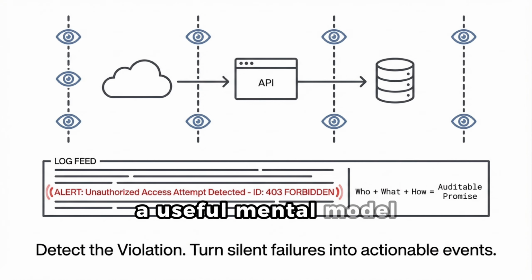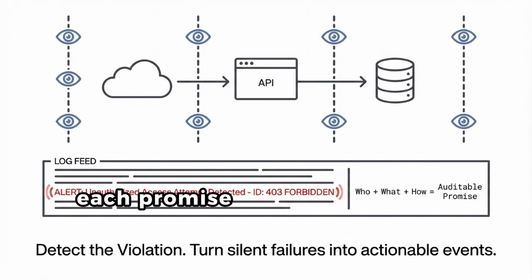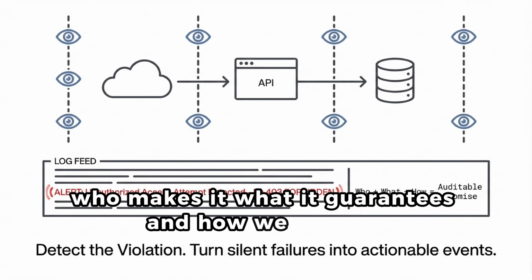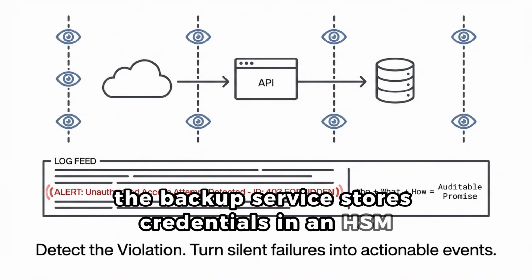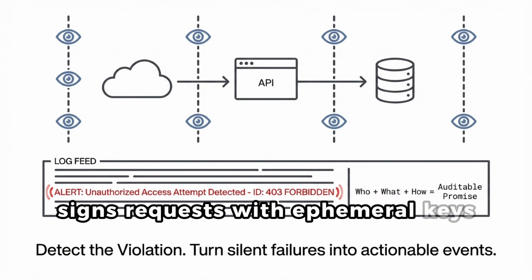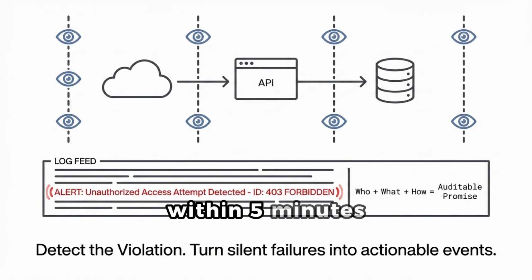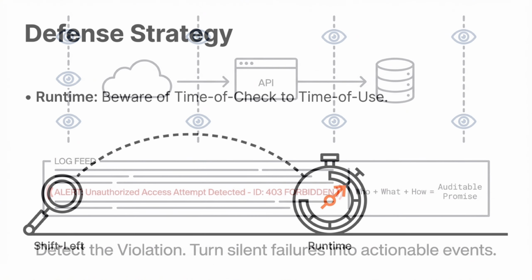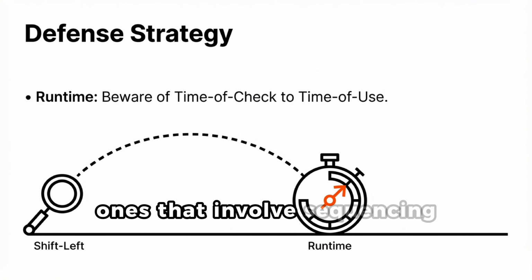A useful mental model here is to think of assumptions as promises that can be audited. Each promise should have three properties: who makes it, what it guarantees, and how we verify it. "The backup service will never expose credentials" is vague. Rephrase it: the backup service stores credentials in an HSM, signs requests with ephemeral keys, and has automated checks that detect key leakage within 5 minutes. Now that's testable.